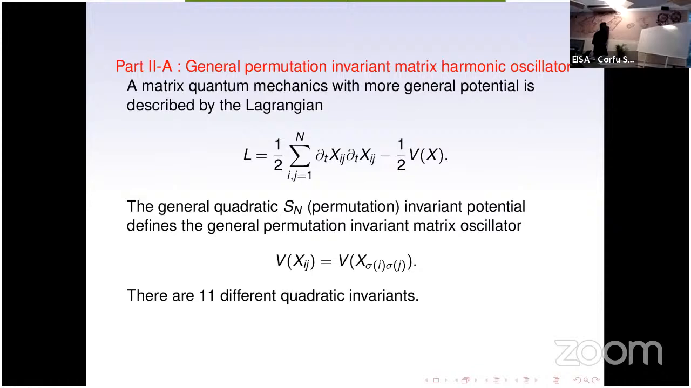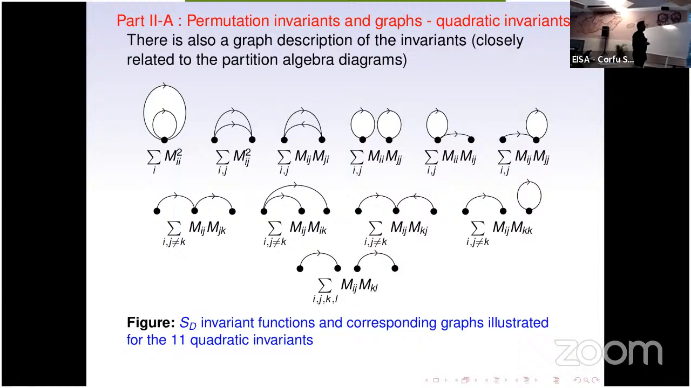Now we move on beyond the simplest harmonic oscillator, with the usual X_ij. You might ask what a harmonic oscillator Hamiltonian looks like if it is the most general quadratic function invariant under permutations. There's a nice combinatoric answer to that. Essentially, to get Sn invariants, you have to sum over these indices. For each index you have a dot, and for each M you have an edge, so it's a directed graph. The sum over M_ii squared is one invariant function, and it corresponds to this graph. M_ij squared, you've got that graph. M_ij M_jk is that one. It turns out there are exactly 11 quadratic functions. So there's an 11 parameter family of harmonic oscillators with permutation invariance.